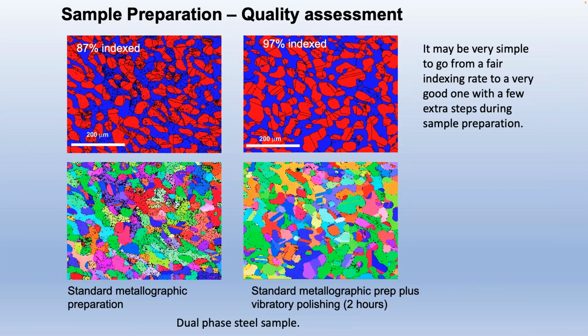One thing we can do, if we're seeing a lot of unindexed pixels, maybe think about our sample prep. How we're making our samples. Here's an example from a dual phase steel. This is a simple metallographic polish. Not too bad. 87% of the pixels are indexed. If we just spend another 2 hours on a vibratory polishing system, you can clean that up and make it 97% indexed. And I think you'd agree that the difference between these two maps is worth the 2 hours of time you spent to get there.